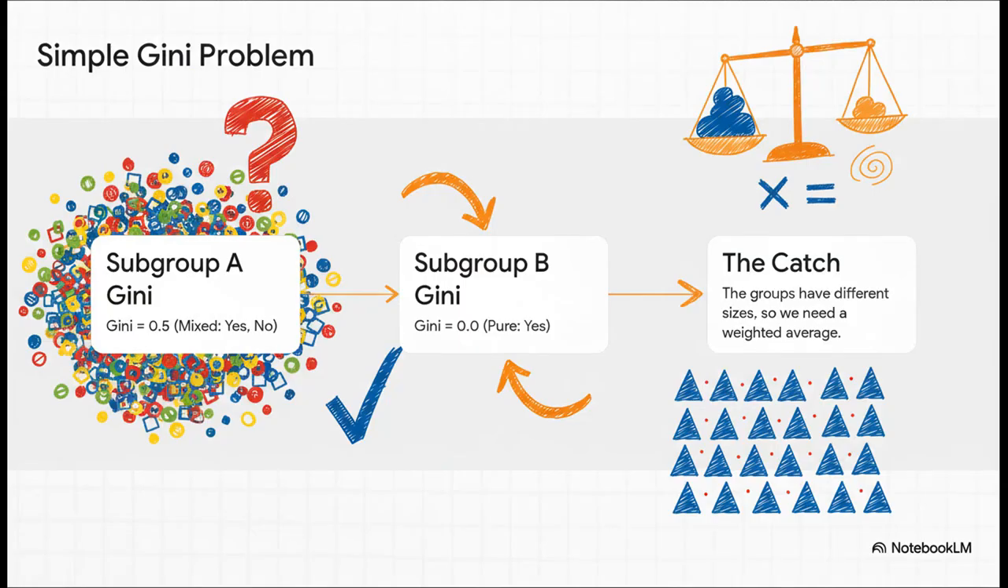But there's a little catch here. What happens if a split gives us one really impure group and one that's perfectly pure? Look at this example. Subgroup A is as impure as it gets, Gini of 0.5. But subgroup B is perfect, Gini of 0.0. So, was it a good split? The key thing to notice is that the groups aren't the same size. We can't just average the scores.